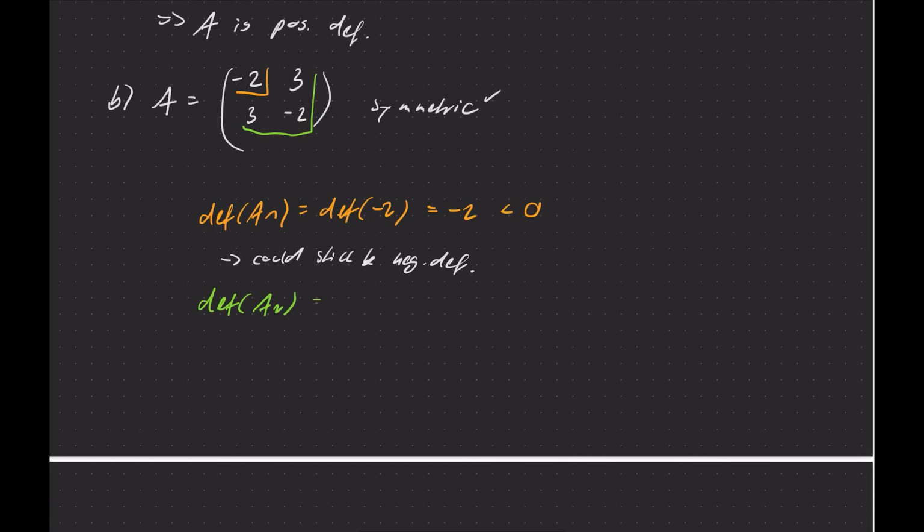This is A2. So we need the determinant of the whole matrix. And that is 4 minus 9, which is -5, so that's negative as well. And remember, Sylvester's criterion said the even entries have to be positive. So that means the matrix is indeed not negative definite. It is indefinite.